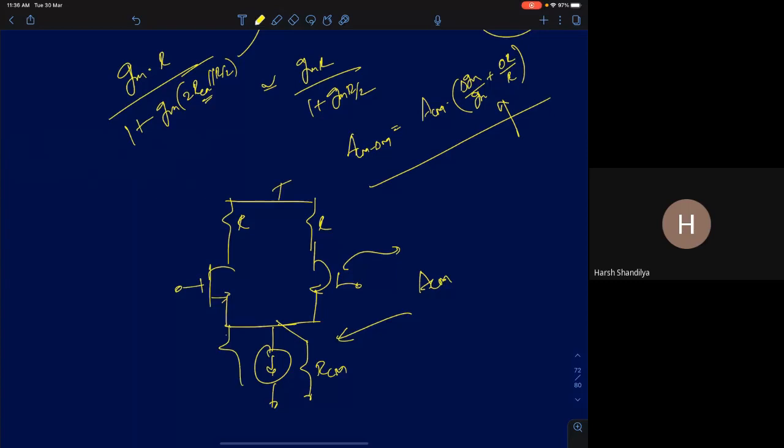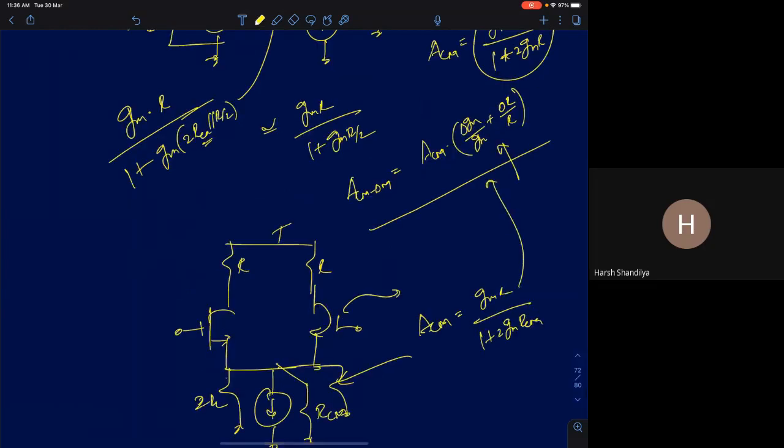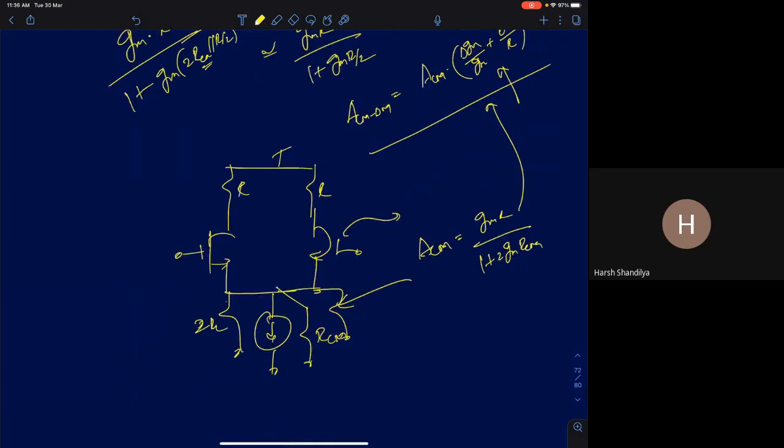It's the same, right? You can split RCM, 2 RCM and 2 RCM on either side. It will be GMR upon 1 plus 2 GM RCM. That's the same as this circuit. So ACM DM will also be the same. ACM DM will also be ACM times delta GM by GM plus delta R by R. So ACM and ACM DM are the same.